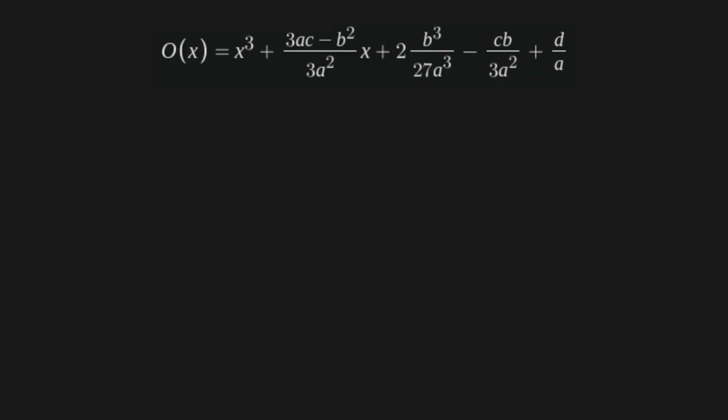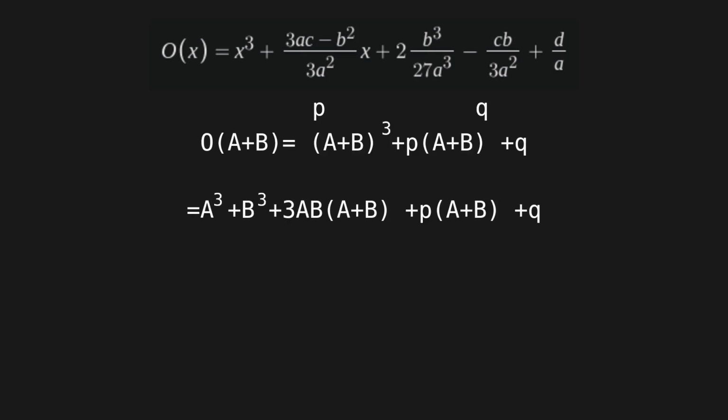The depressed cubic equation is x cubed plus px plus q. Let's substitute x with a plus b. I didn't find any great explanation for why we do that, but it is helpful. a plus b cubed is equal to a to the power 3 plus b to the power 3 plus a plus b multiplied by 3ab plus p. Set it to 0.